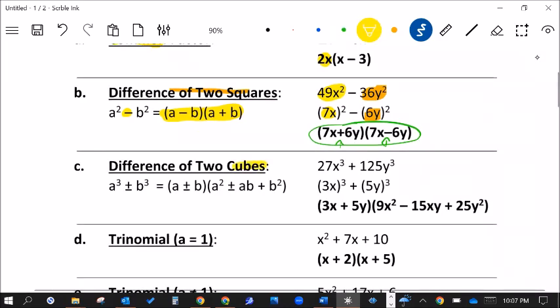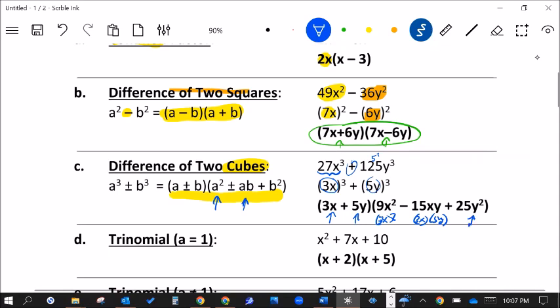And for a difference of cubes, there's a specific formula to use, and you just have to pay attention to the signs. It's the same formula whether it's adding or subtracting. So 27x cubed is actually 3x cubed, and 125y cubed is 5y cubed. So the 3x plus 5y goes together because this is plus. And then you have the 3x being squared, and here you have the 3x times the 5y, so it's both of them.